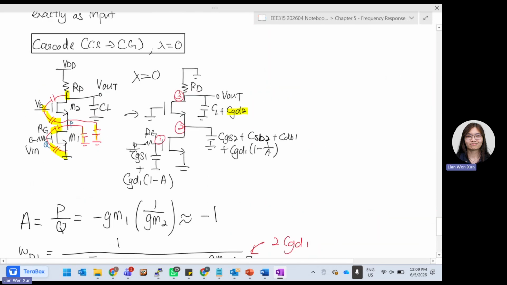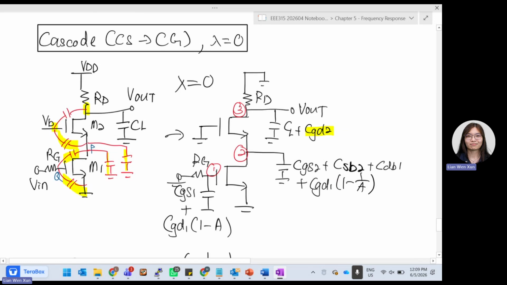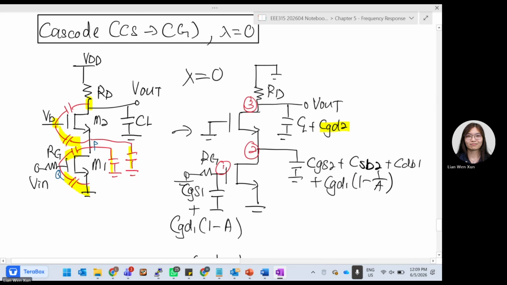Now let's do the last question before we end this chapter and we end today's class. We cascode two types of amplifier, common source and common gate, and we assume lambda is equal to 0. The bottom part is a common source amplifier. The whole thing acts as an input to the top transistor. So this will be common source cascoded with common gate.